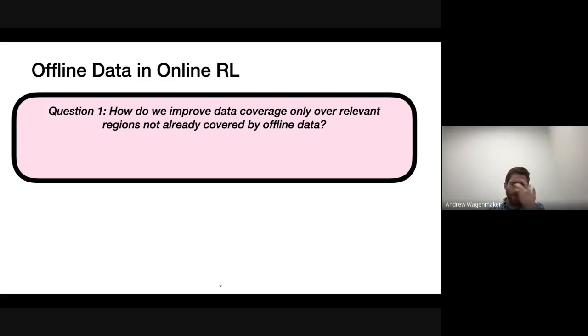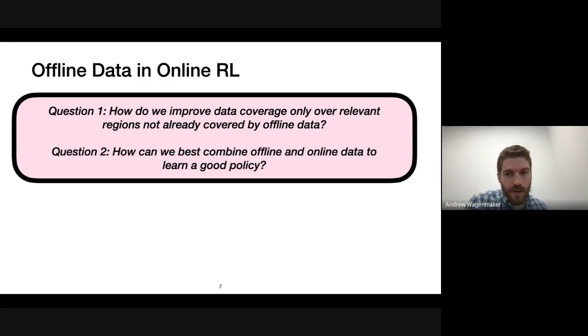And so the two fundamental questions are: how can we actually improve this data coverage? How do we go out and collect data that covers only the relevant regions not covered by the offline data? And then given this, how do we best combine the offline and online data so as to learn a good policy?